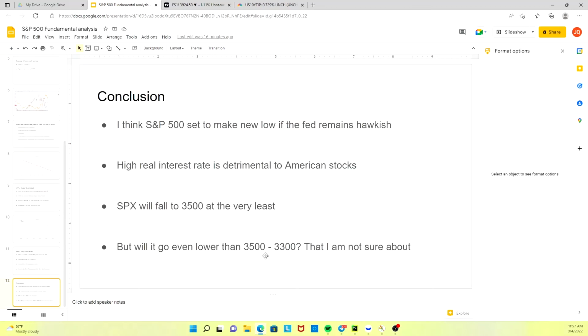But in a more real-world setting, there are other variables we need to take into account. For example, the quantitative tightening the Fed is doing right now, and also the contagious effect from the emerging markets. Those are the macro factors we also need to take into account. But in today's episode, I'm not going to talk about those, and that's my long-term view for S&P 500, which is that I think it should go to a new low in the future.